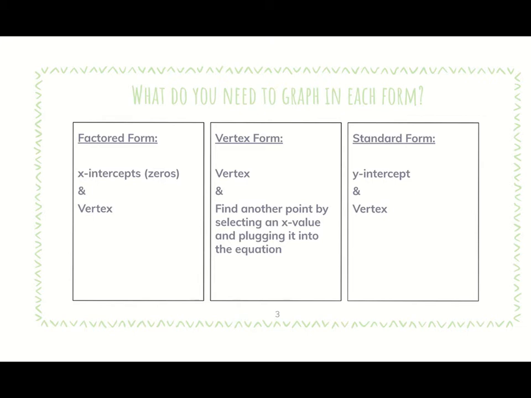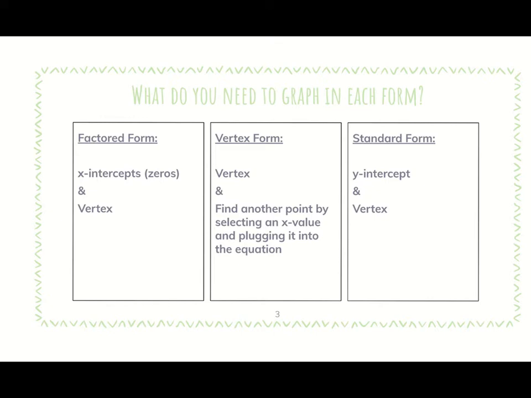If you're given an equation in factored form, you need to find the x-intercepts, which is readily available from the equation, and the vertex. Using that and the general shape of a parabola, you're able to graph. If you're given vertex form, find the vertex. That's what's easily available from the graph or from the equation. And then this is where it gets a little bit tricky. We have to find another point, select another point by selecting an x value and plugging it into the equation and mirroring it over the axis of symmetry.